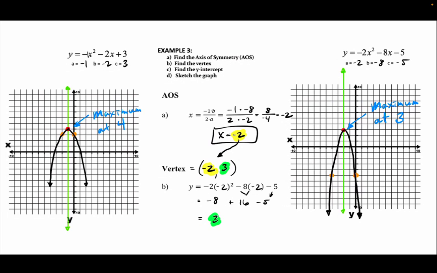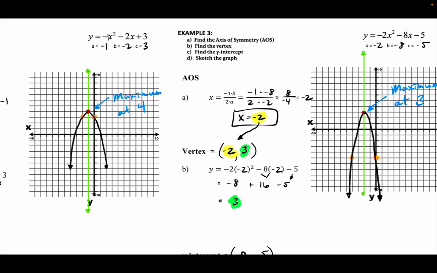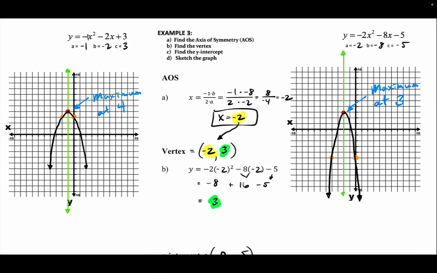A has 2 jobs. It tells me whether it's going to be arrows up or arrows down, and it tells me if it's going to be skinny or wide. That's A's job: arrows up, arrows down, skinny or wide. Since number 1 and number 2 had a 1 and a negative 1, that's what we call normal. This guy had an A of -2. That made it skinnier. A of -3, even skinnier. A of -4, skinnier. A of -5, skinnier. A of -100, very, very skinny.